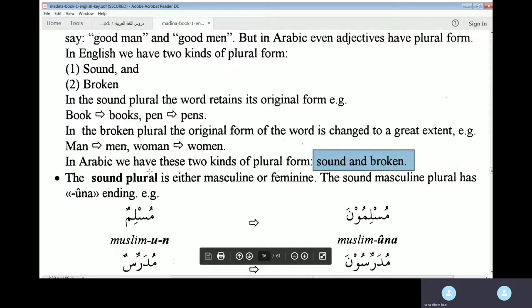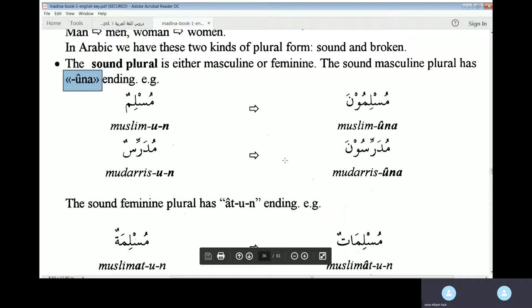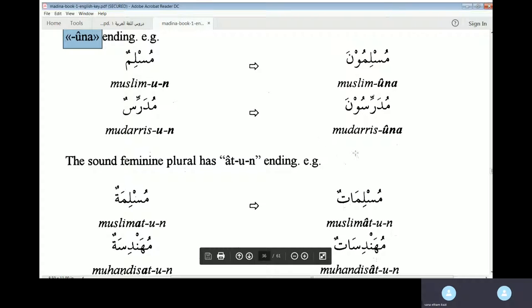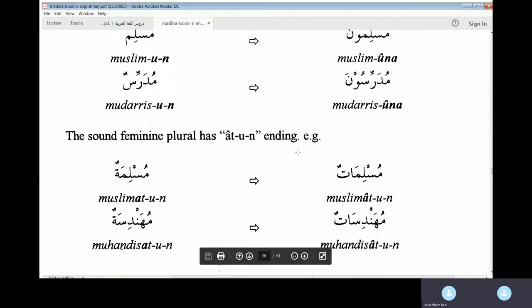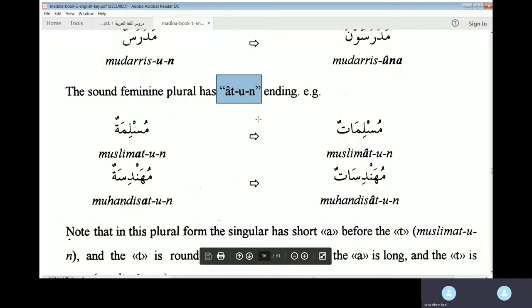The sound plural is either masculine or feminine. The sound masculine plural has una ending. Example, Muslimun, Muslimuna, Mudarrisun, Mudarrisuna. The sound feminine plural has atun ending. Example, Muslimatun, Muslimatun, Muhandisatun, Muhandisatun.